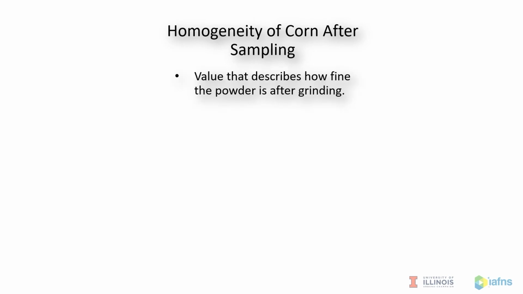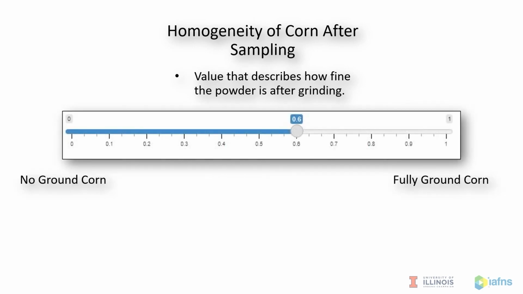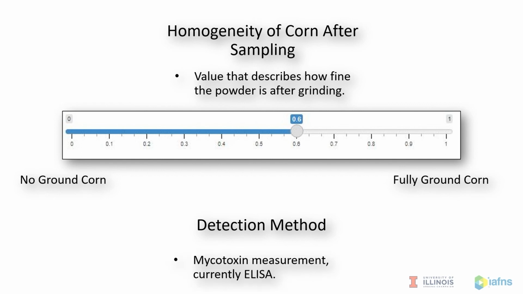Finally, the two remaining inputs are the homogeneity of corn after sampling and the detection method. The homogeneity of corn after sampling is a value that describes how fine the powder is after grinding. The value of 0 refers to no grinding, while 1 equals a fully ground corn container. In the app, the detection method for mycotoxin measurements is ELISA.